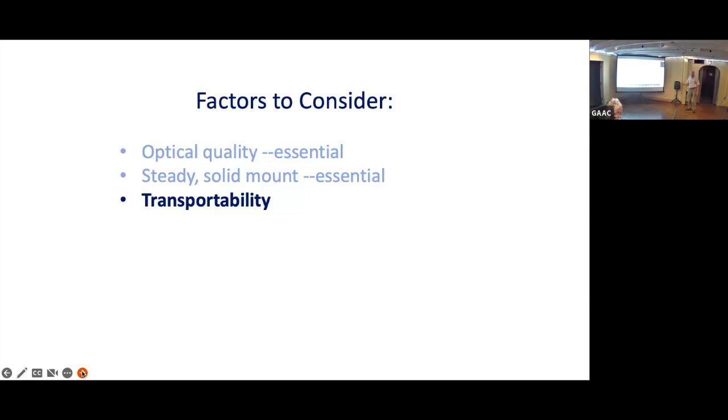You can move it. Is it too heavy for you? Do you have to carry it up and down steps? If you go out to an observing site, you have to carry it 100 yards from your car. So those are the things to consider.